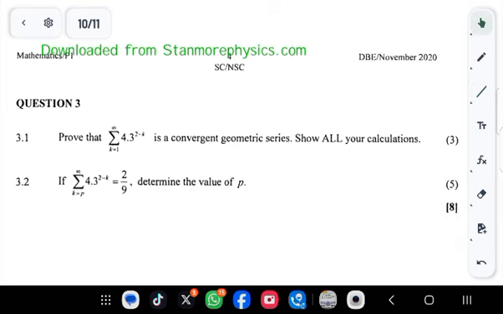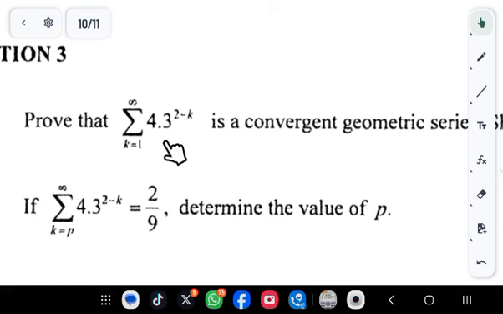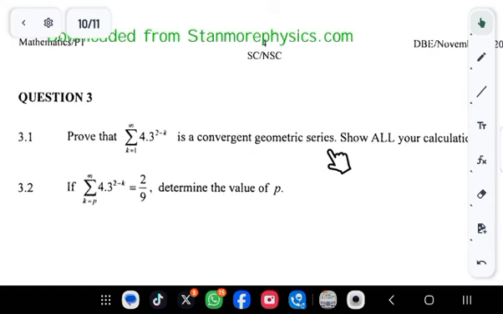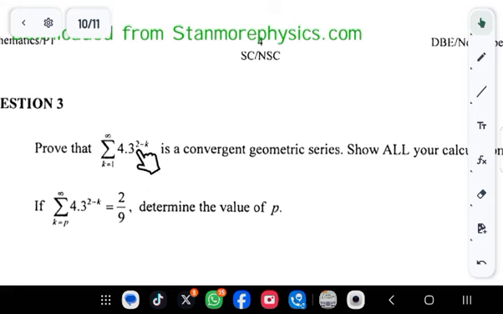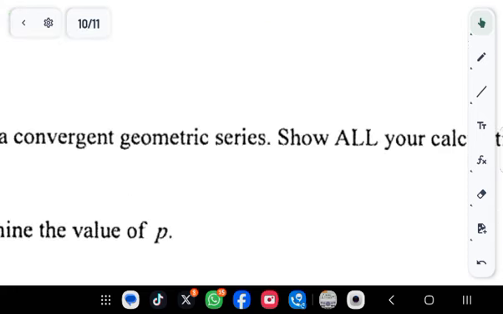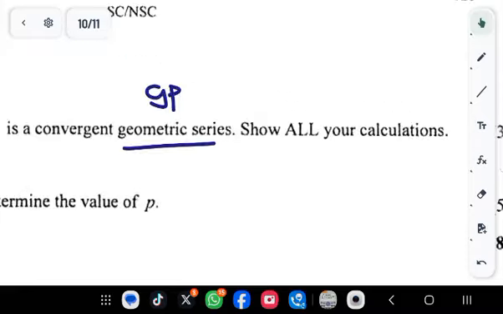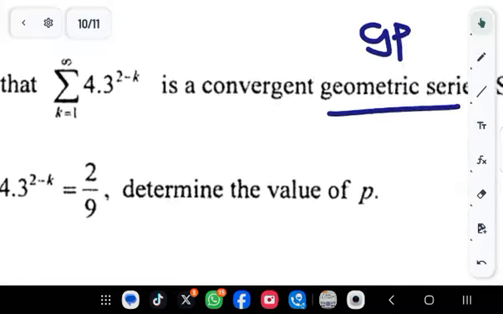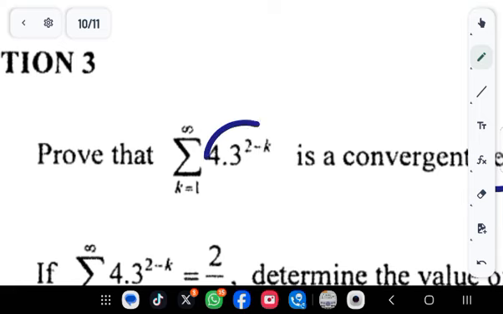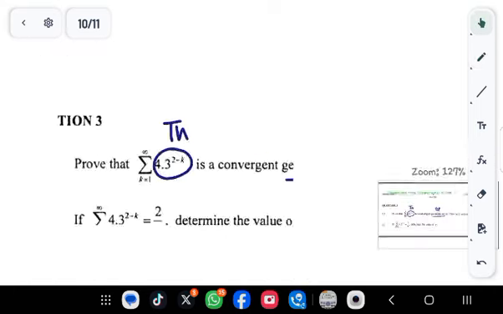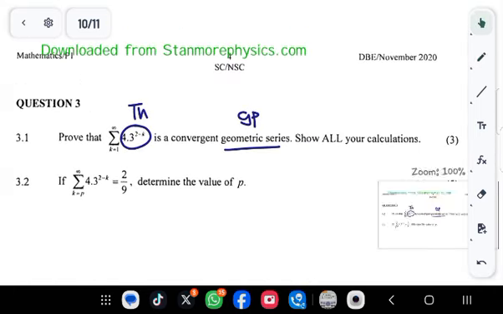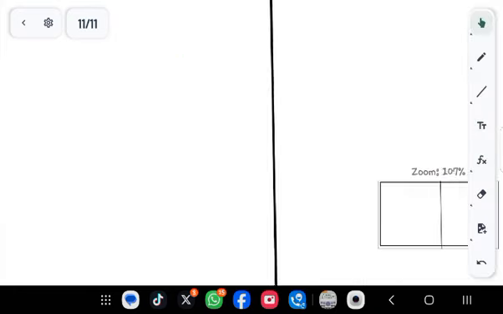Question 3 goes: prove that the sum to infinity of this geometric series is a convergent geometric series. So we're dealing with a geometric series, or a geometric progression, it's up to you. Show all your calculations. This is very easy. Remember, this is your general term, or TK. You can call it TN or TK, it doesn't matter which one you want to use. Now, let's look at 3.1.